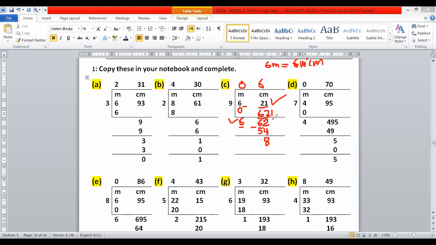And after that, shift this 1 down. We get 81. So now we divide 81 by 9. 9 nines are 81, and 81 minus 81, remainder is 0. So our answer is 0 meter 69 centimeter.